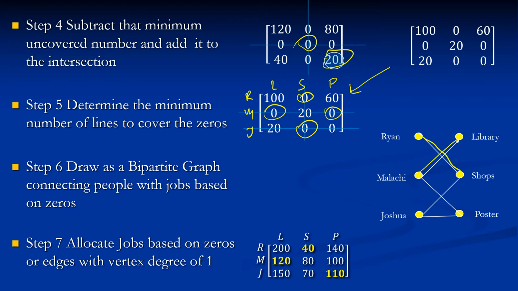I can also connect Malachi with a poster, so I can do that there. And then let's look at Joshua. Joshua can be connected to the shops, and then he can also be connected to the poster work. Now we're going to allocate jobs based on the zeros or the edges with the degree vertex of 1. So, well, that's obviously got 1 there, so that's telling me Malachi to the library. This one here, that's telling me Ryan to the shops. And that leaves Josh to do the poster.